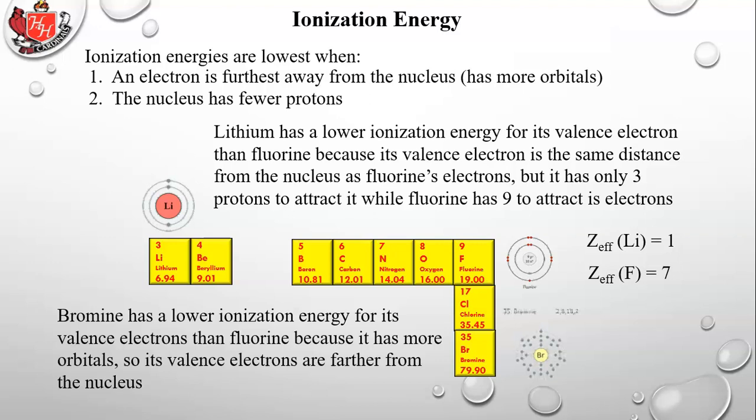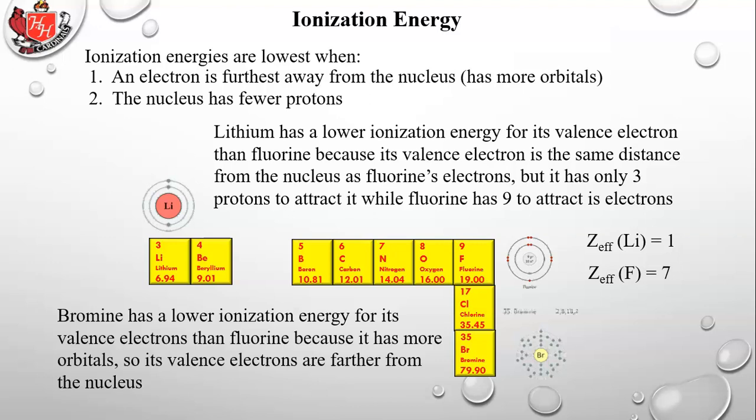Now, let's talk about up and down. Up and down is a little more obvious, but maybe not. Bromine has a lower ionization energy for its valence electrons than fluorine because it has more orbitals. So look at the outside electrons in the bromine atom down there. Look at all the core electrons that are in between the nucleus and those outside valence electrons. There's a ton of them. They're all over the place there. So therefore, the bromine valence electrons have a very low pull from the nucleus of the bromine atom.